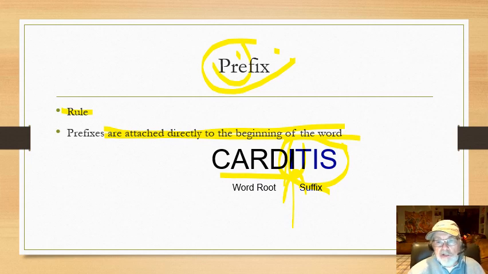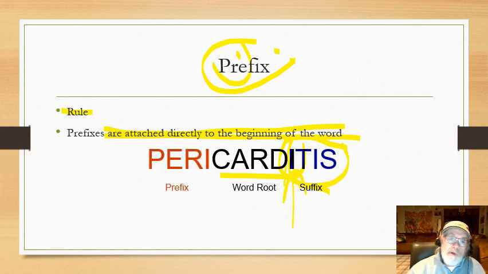But what type of carditis? I know I have something that means inflammation of the heart, because itis, as we talked about before, means inflammation, and cardi means heart. But what does it have to do with that? So I add a prefix. Peri. Peri is a prefix that means around. Around the heart there's a sac. It's called the pericardium. Sometimes that sac becomes inflamed, and that would be called pericarditis. So peri is a prefix that means around.